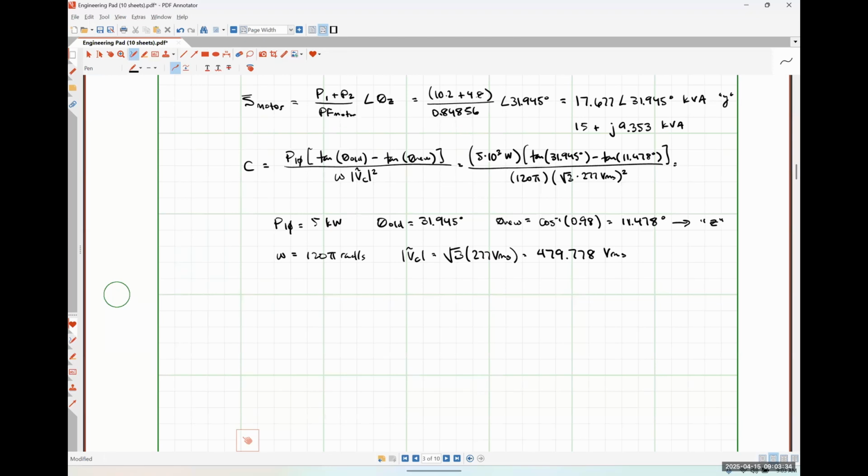And I'm going to throw that into my calculator. So 5,000 times tangent of the polar angle of y minus the tangent of z, over 120 pi times root 3 times 277 squared. And I got data type error. Never seen that before, so what did I put in my calculator wrong?